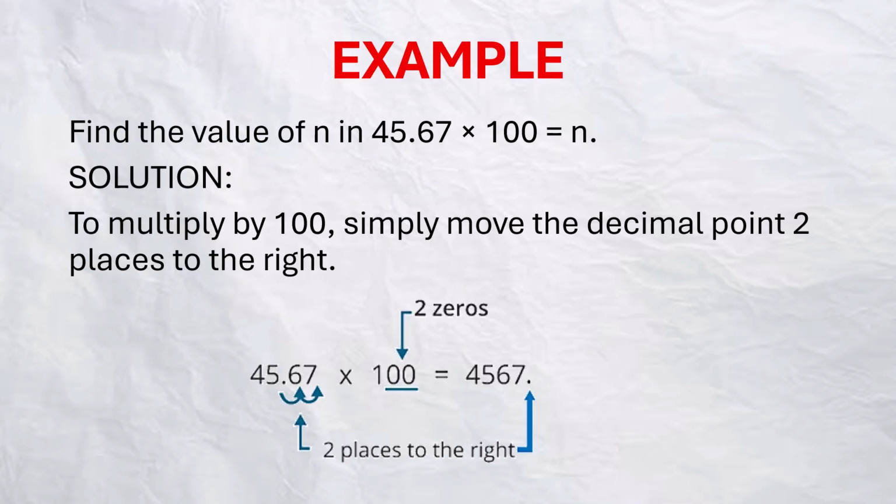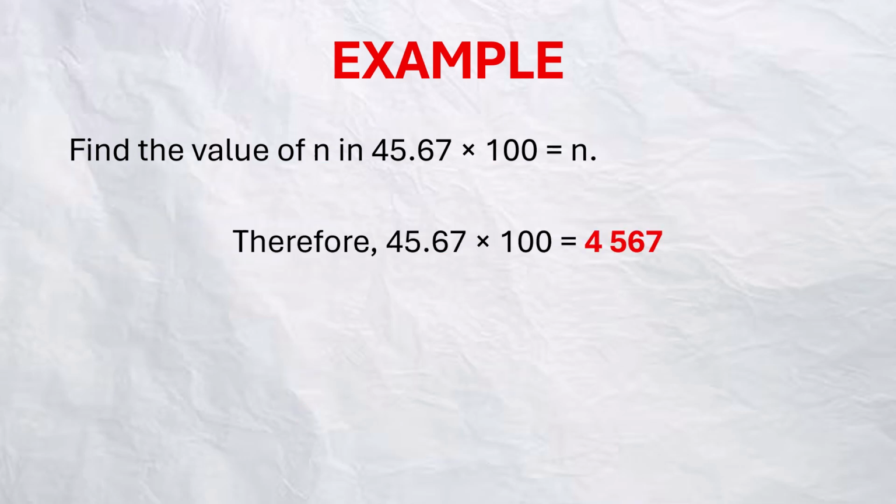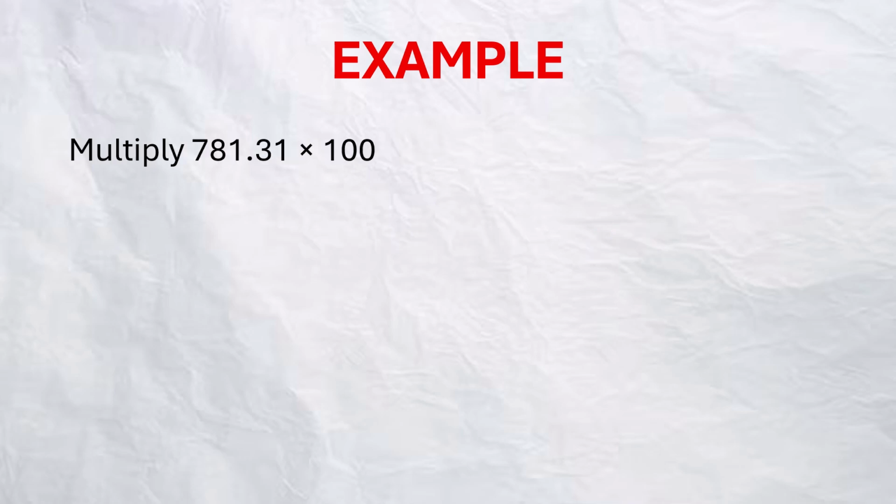Let's have another example. Find the value of n in 45.67 times 100. For our solution, to multiply by 100, simply move the decimal point two places to the right. So we have here 45.67. Move this decimal point twice to the right. So the answer now is 4,567.